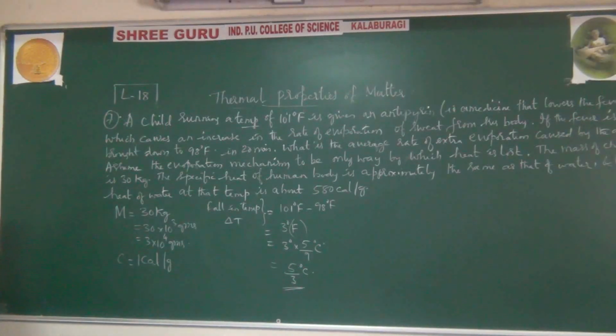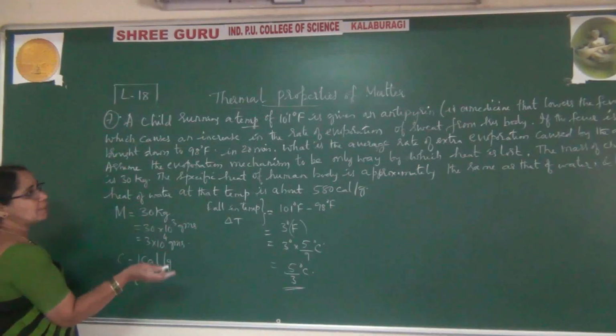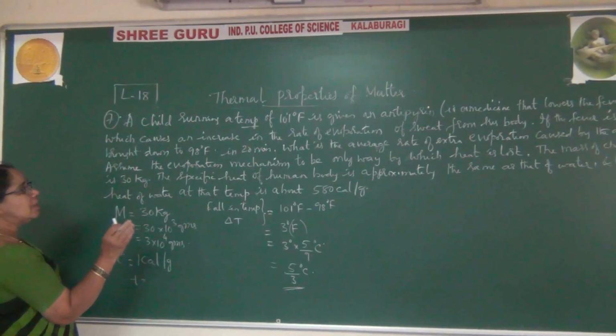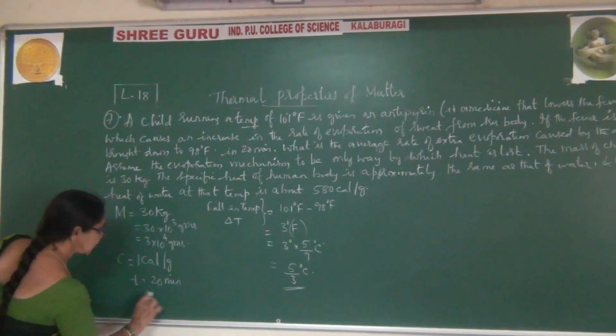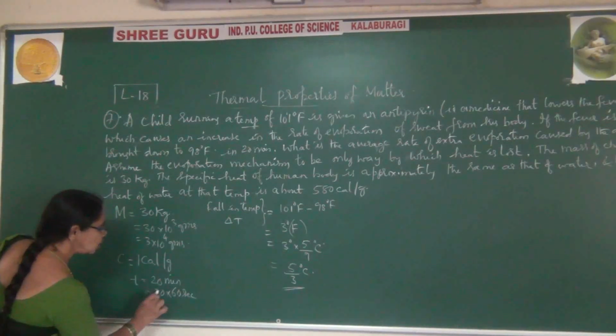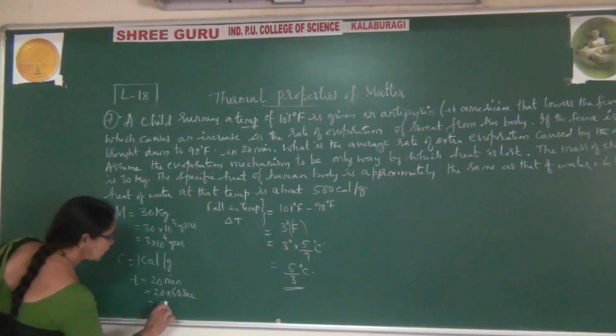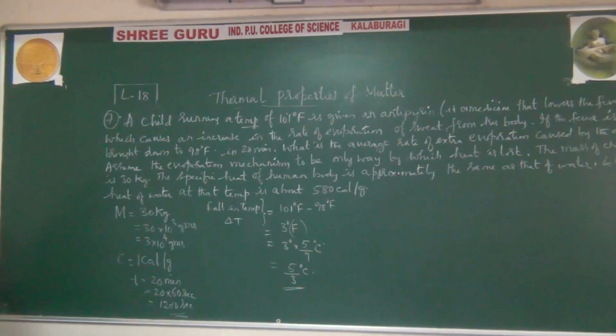Now you also know what is the time required. The time to decrease the temperature from 101 to 90 degree Fahrenheit is 20 minutes. That I should convert into seconds. 20 into 1 minute equal to 60 seconds. This becomes 2 6 are 12, nothing but 1200 seconds. This you have converted into seconds now.